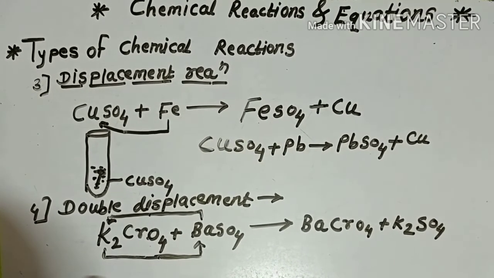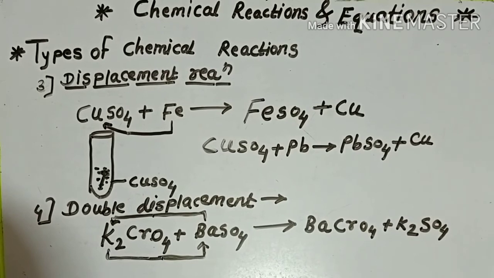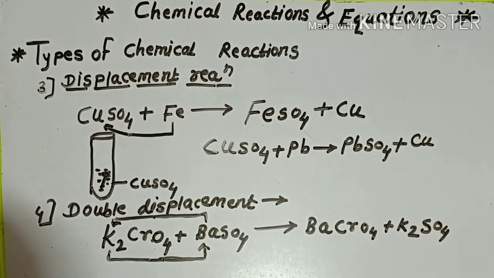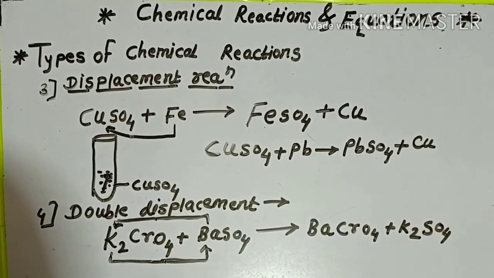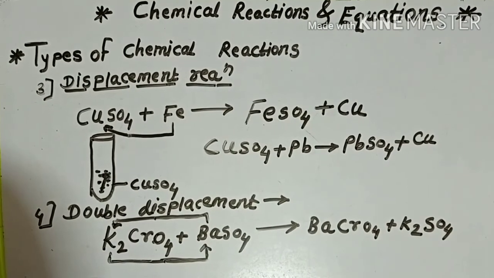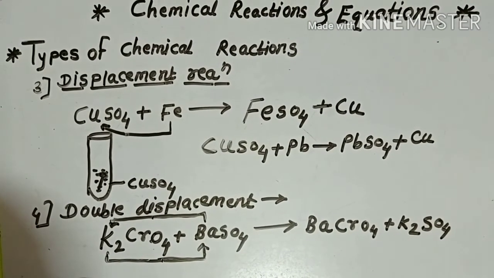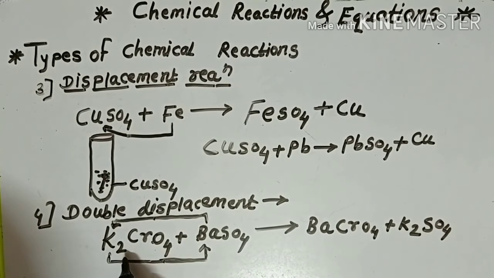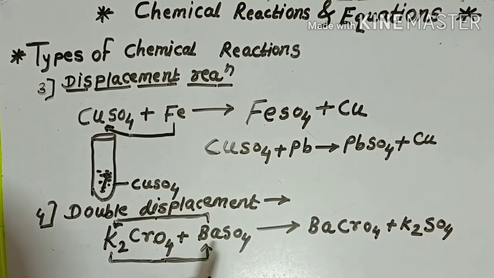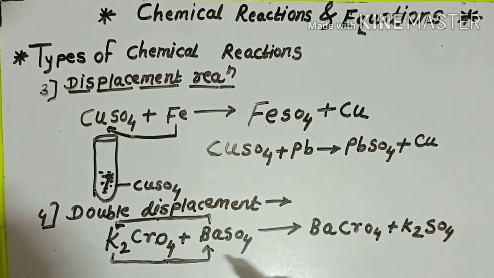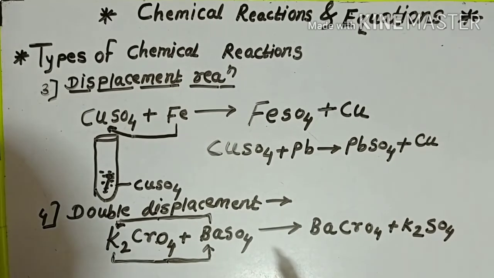From this example we can define the double displacement reaction as the reaction in which the ions in the reactants are exchanged to form a precipitate. In your textbook they have given one activity, that is this one, potassium chromate, barium sulfate, and they ask some questions. You try to solve those questions.